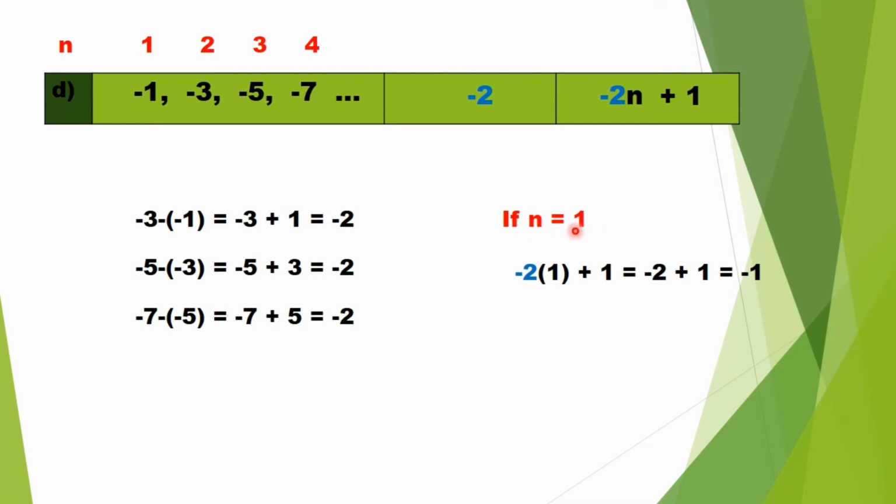Then, if n is 1, substitute to negative 2n plus 1. Negative 2 times 1 plus 1 is equal to negative 2 plus 1 is equal to negative 1.